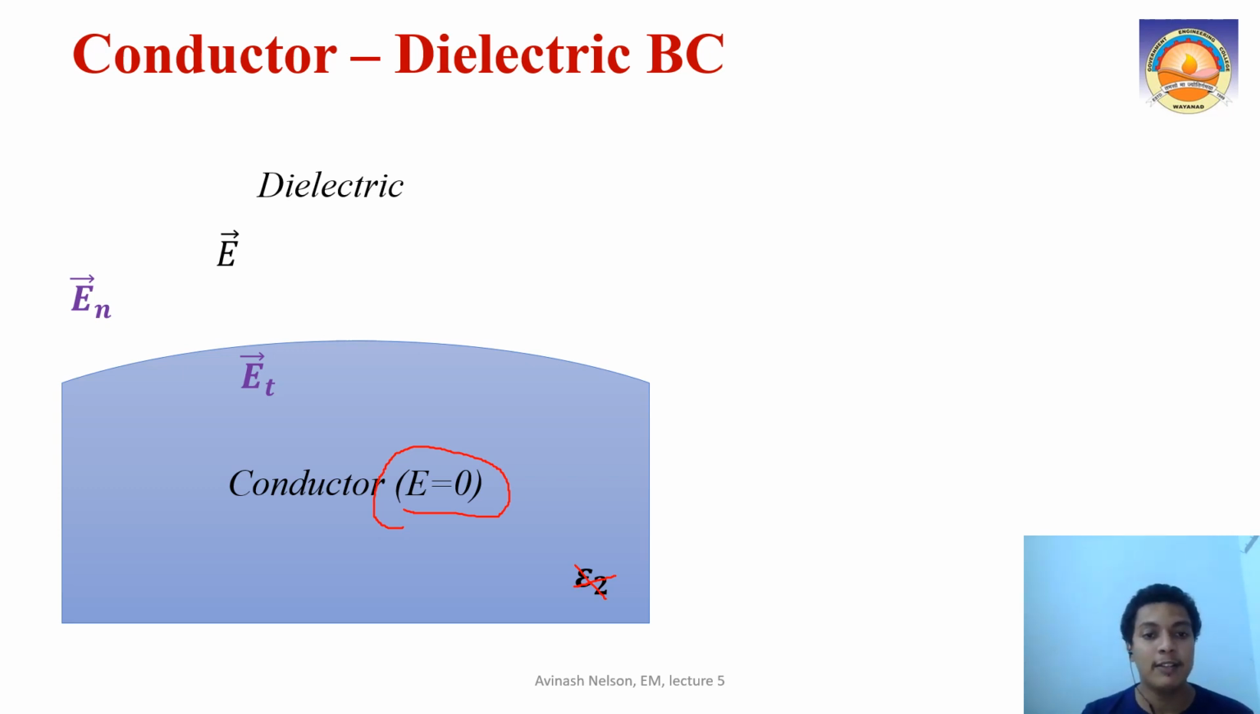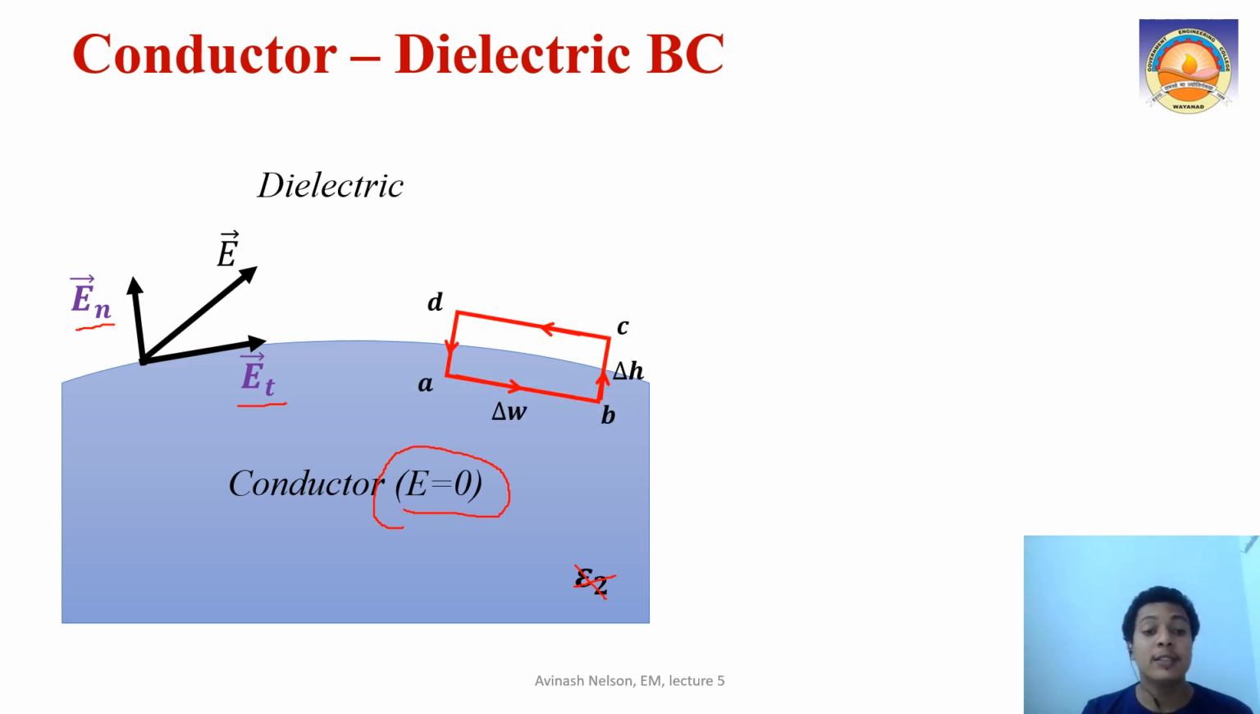So we want to find the boundary condition. At the boundary, in the dielectric, our electric field E is decomposed into two components, ET as well as EN, as shown here. Now, what is the way to do this? Just as before, first we will consider a loop A, B, C, D. Here I have considered it in reverse, but you can take it whichever way you want.